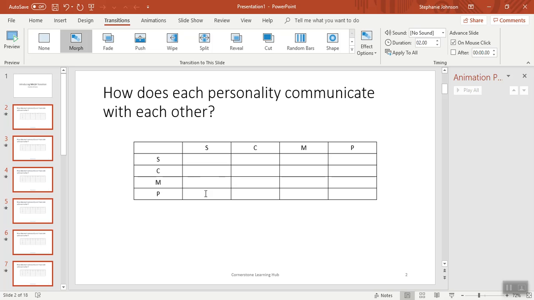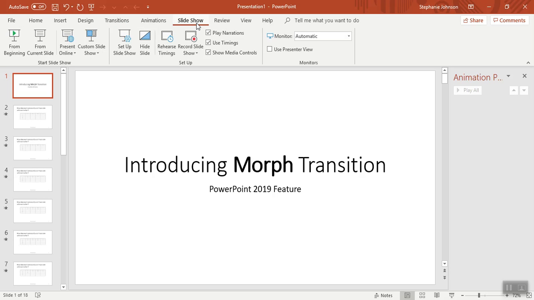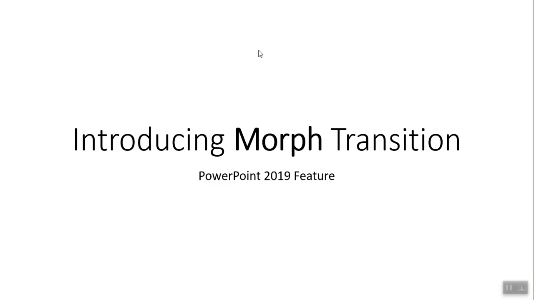So now what that's going to do is give me a smoother appearance to go from one slide to another. So let's give it a try. I'm going to select the very first slide in my navigation pane on the left, go to the Slideshow ribbon, and start from the beginning. So I'm going to click on From Beginning, and now I'm in the actual slideshow.